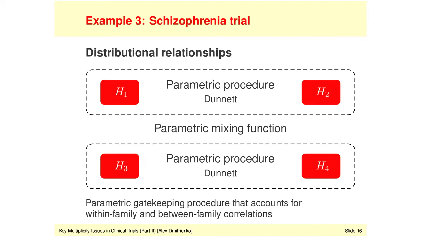But the thing here is that we cannot justify this assumption that the joint distribution of the hypothesis test statistics is fully known to us at the design stage. I'm referring specifically to example 3, and this means, as I will explain on the next slide, that we will need to modify our choices of the component procedures and the mixing function.